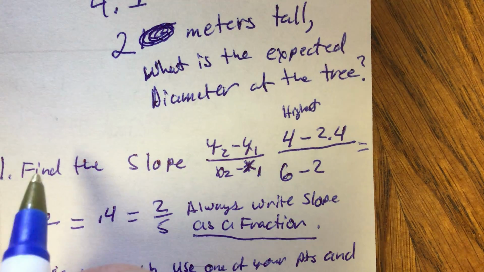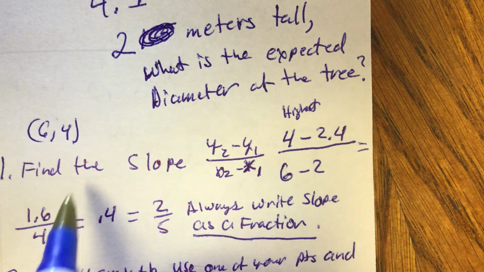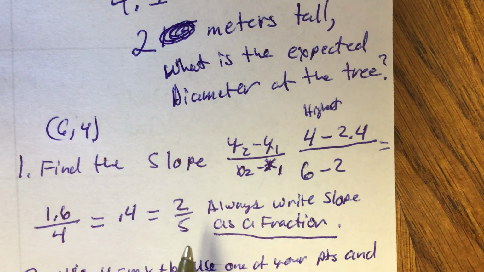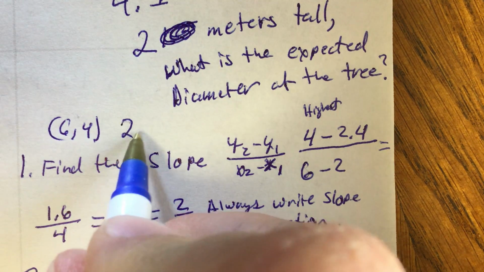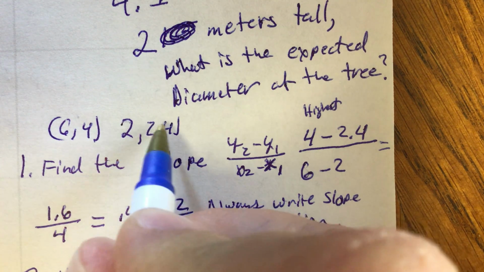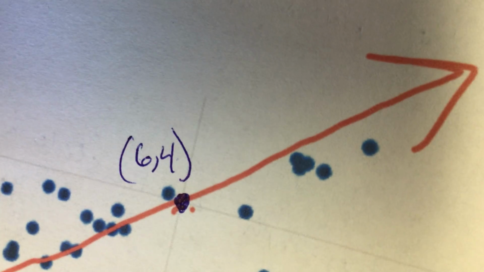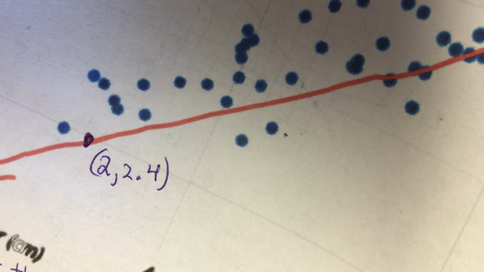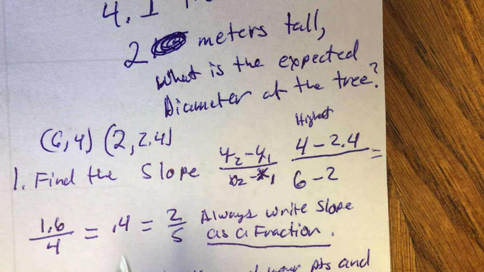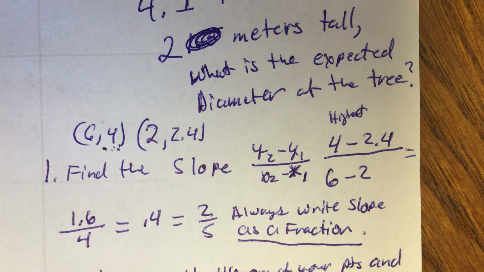The points I picked, remember, were 6, 4 and 2, 2.4. Those are the points I picked. Notice that the highest of those 2 points is 6.4. The lowest was the 2.24. It's always smarter to pick the highest point to start with, but you don't have to.